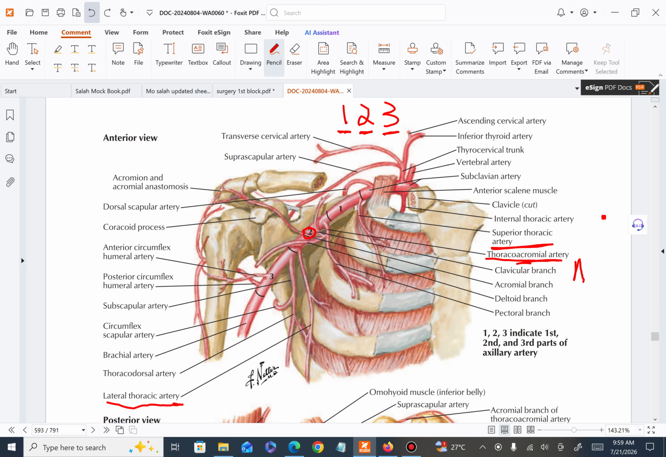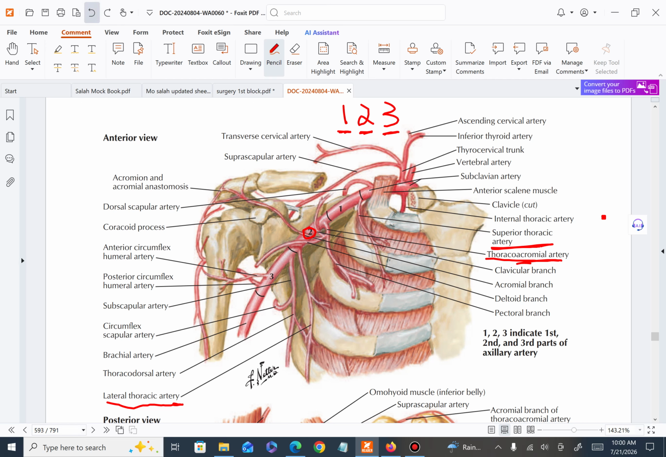Then from the third part there are three branches. The first branch is this one. This is the first branch from the third part of the axillary artery. It is the subscapular artery. So this one is subscapular artery. Subscapular artery gives the circumflex scapular artery. So this one is circumflex scapular artery.